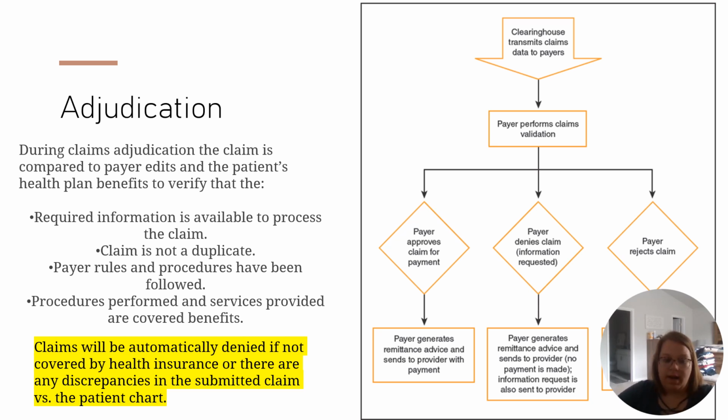Claims will automatically be denied if not covered by the health insurance, or if there are any discrepancies between what was submitted and the patient chart. So again, going back and double checking that the patient name and identifiers are able to be connected with the chart, because if there are discrepancies, again, it will be denied.